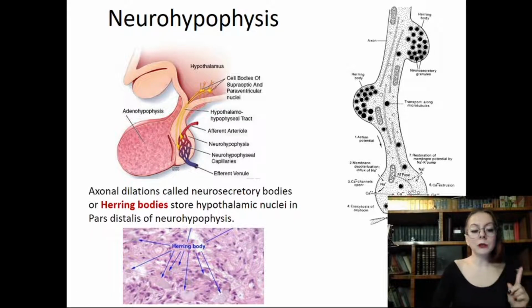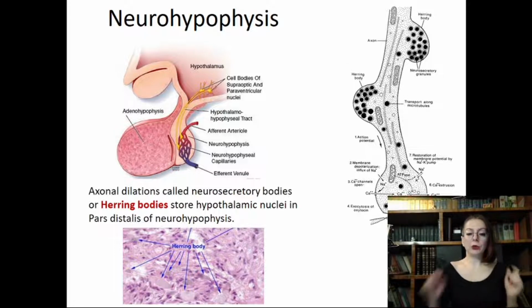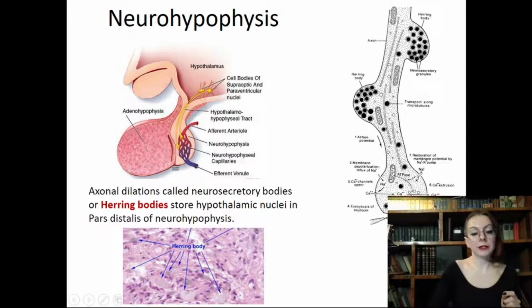Now, what term should you remember? This term is Herring bodies. The definition is that Herring bodies represent the dilated end portions of axons with oxytocin and vasopressin inside. So usually neurons and their axons terminate on another neuron to conduct the nerve impulse to another cell or to the target organ. But here, dilated portions of axons end on the blood capillaries to inject their hormones into the bloodstream. So Herring bodies are the storage. These are the end portions of axons, and they are destined to sequester hormones and to inject them into the bloodstream when it is needed.